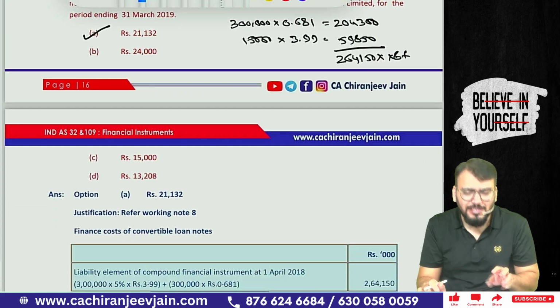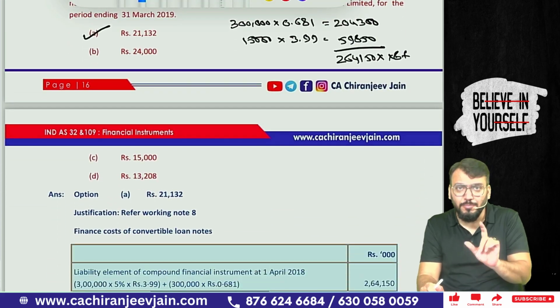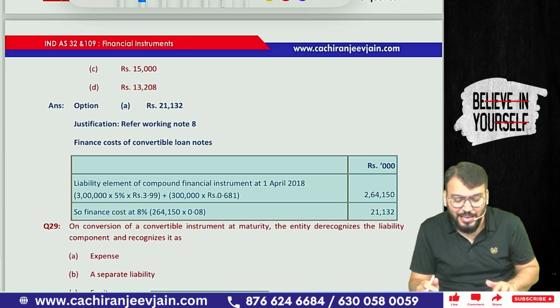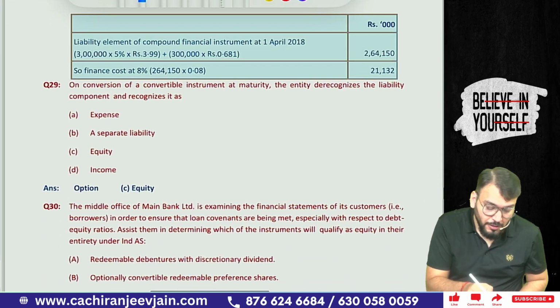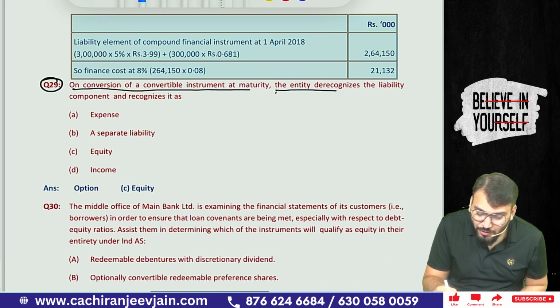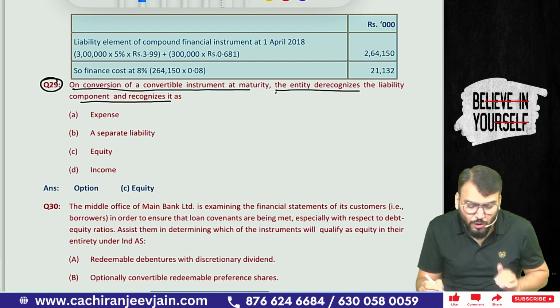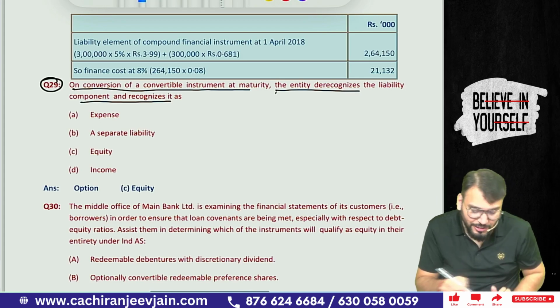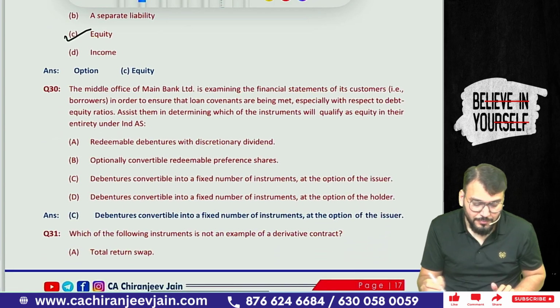Good question. For MCQs, these are very easy questions, but you can make a calculation mistake or you may take more time. So you should be very fast in the calculation. That is fine. Question 29: on conversion of a convertible instrument at maturity, the entity de-recognizes the liability component and recognizes it as equity. So option C is correct.